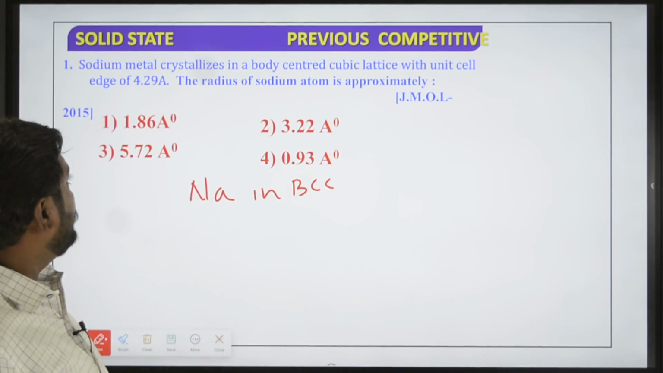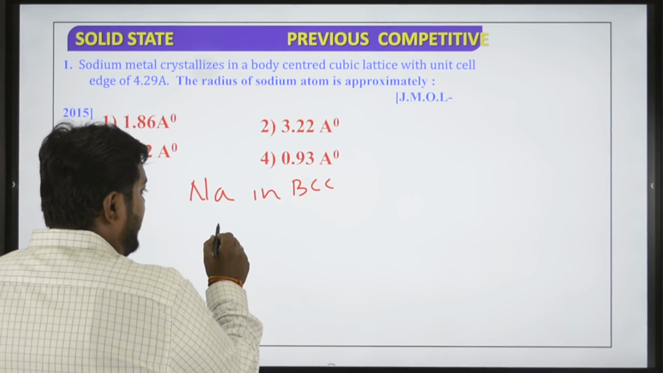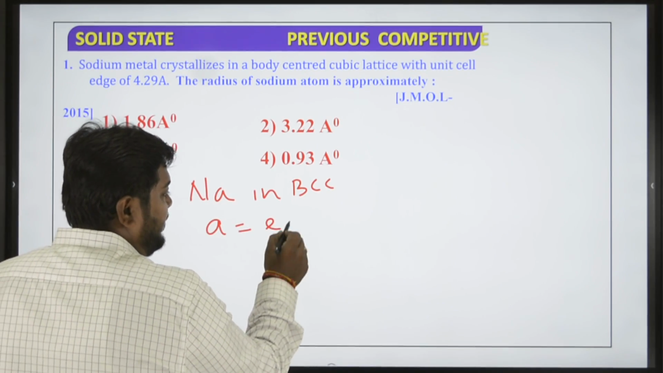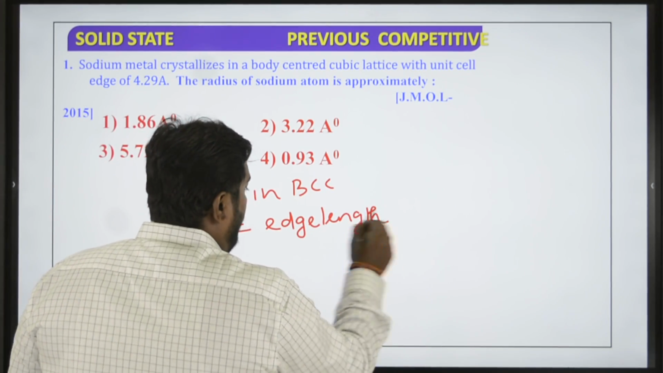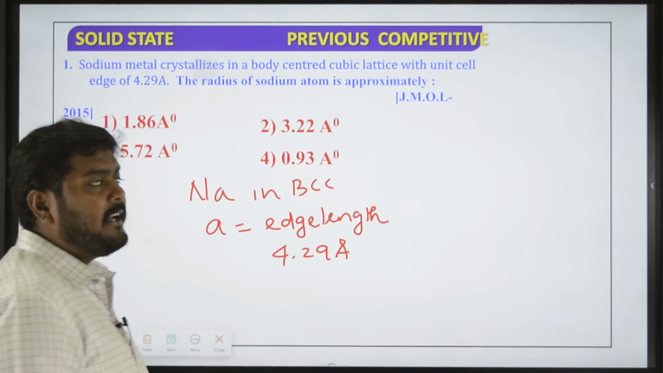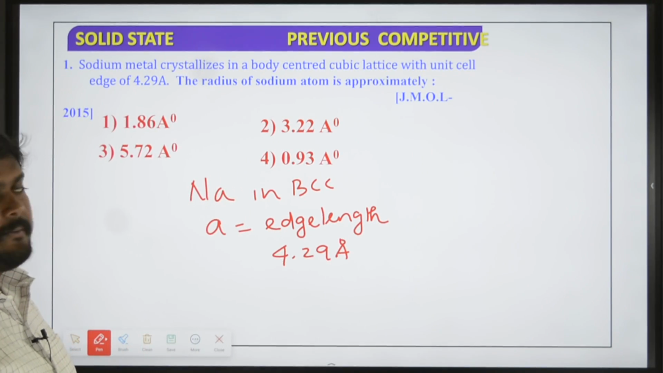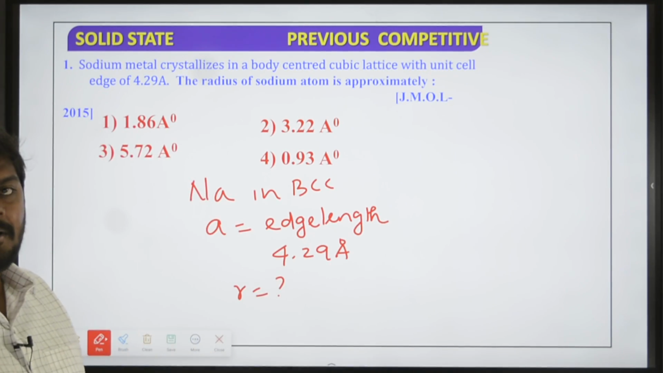Okay. With a unit cell edge of 4.29 Armstrong. அதாவது A உடைய value is given, that is edge length. A is nothing but edge length. Edge length is given as 4.29 Armstrong, right? And radius of sodium atom is approximately. Radius we are asked to find. சரியா, radius number calculate பண்ணனும்.